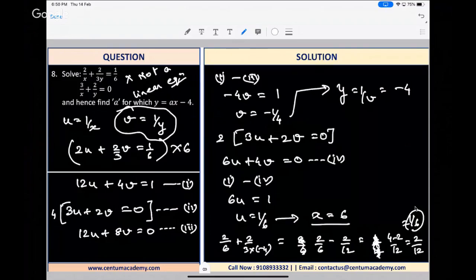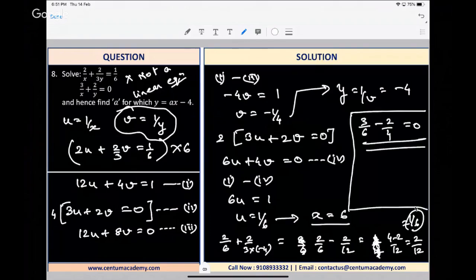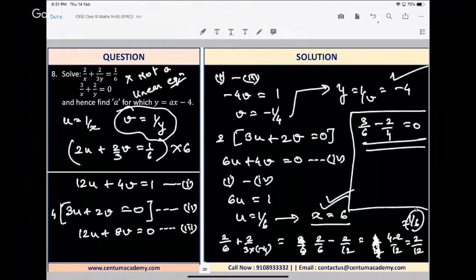Okay, so the moment you get x, so this is correct. You can check second equation also. I am writing here. Second equation is 3 upon 6 minus 2 upon 4, which is nothing but 0. So hence solution is correct. So y is equal to minus 4 is correct, and x equals to 6 is correct. Okay, so this was the first question. By the way, this was a board paper question.